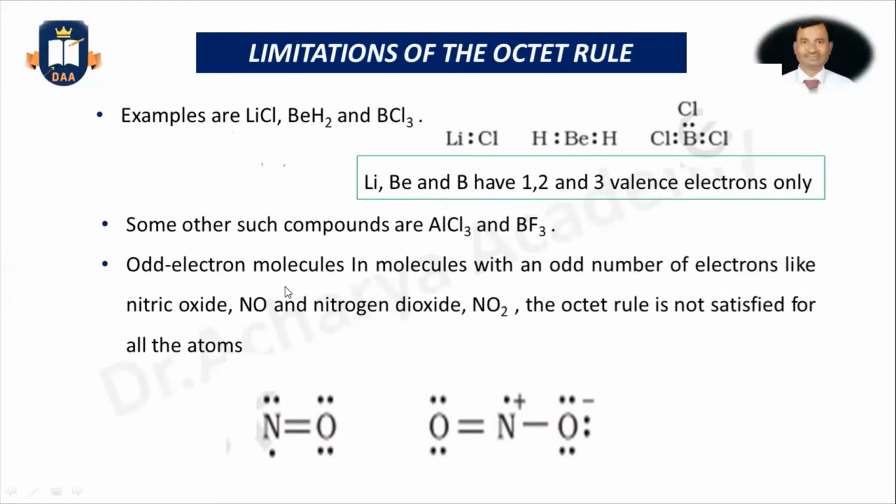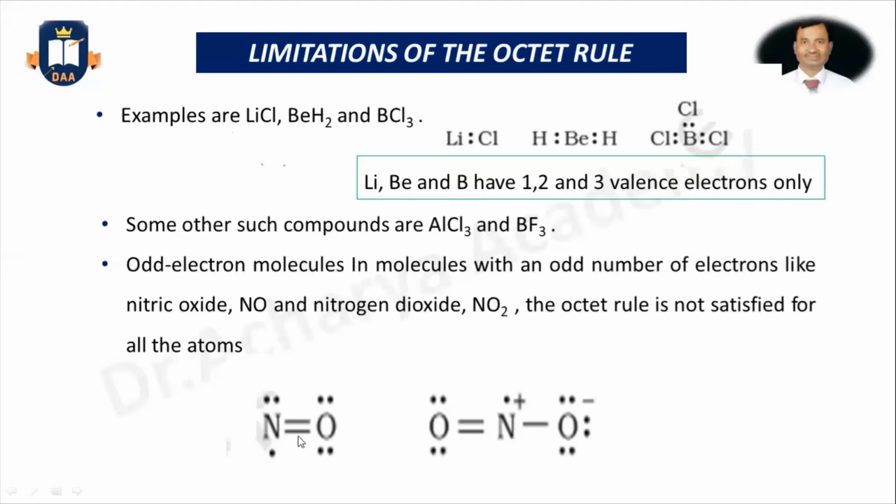Number 2, odd electron molecules, that means molecules with an odd number of electrons, like nitric oxide, NO, and nitrogen dioxide, NO2. The octet rule in these molecules is not satisfied for the atoms, that means nitrogen and oxygen, for both nitric oxide and nitrogen dioxide.